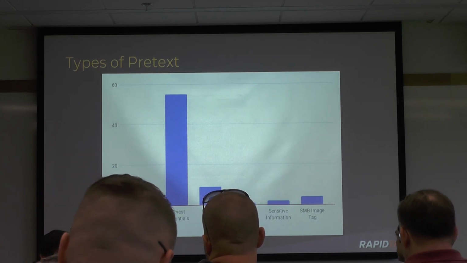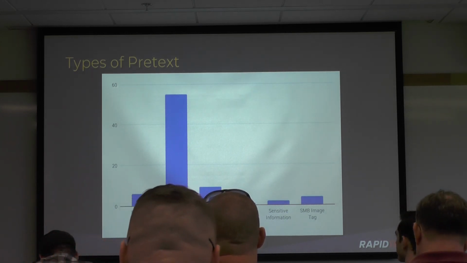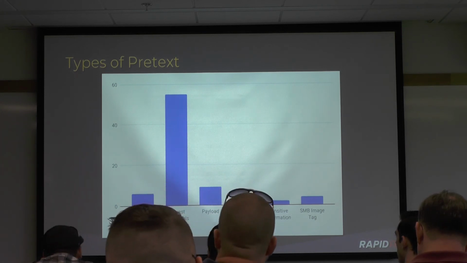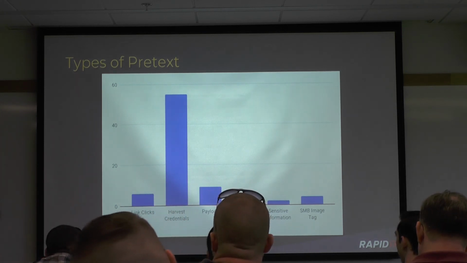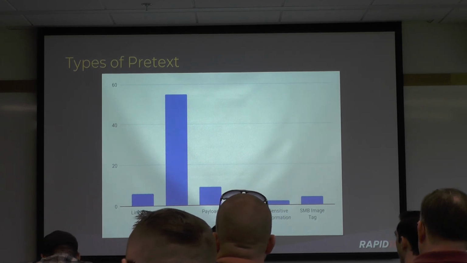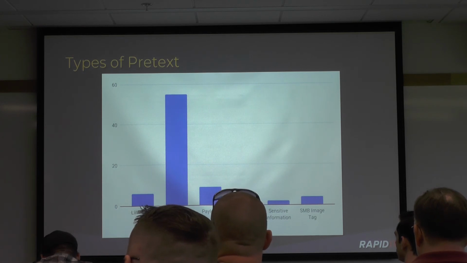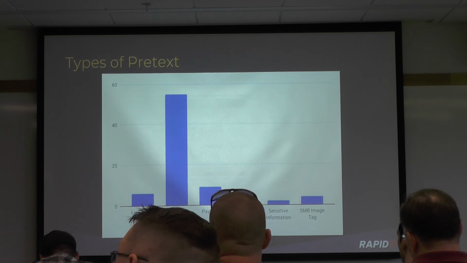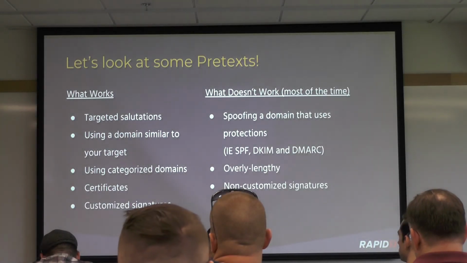And then one of the last things that I wanted to know the most out of all of our reports was, were we using SMB image tags? And if you guys aren't using SMB image tags in your phishing emails and on your landing pages, I highly recommend you do it, because if the target system sees the image tag, then you're more than likely going to be able to capture credentials off of it. So do it, because who doesn't want free creds?